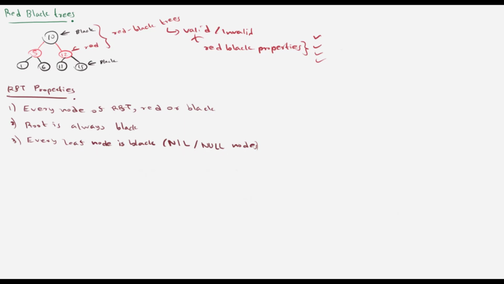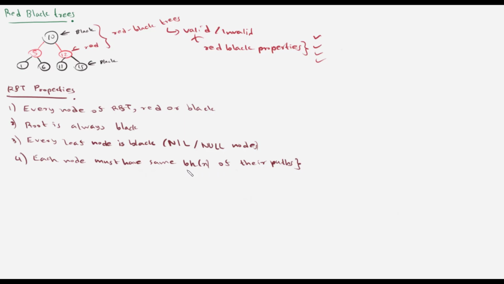So the fourth property is the black height. Each node must have the same black height on all of its paths. This is one of the most essential properties when we encounter red black tree properties, which is the black height.